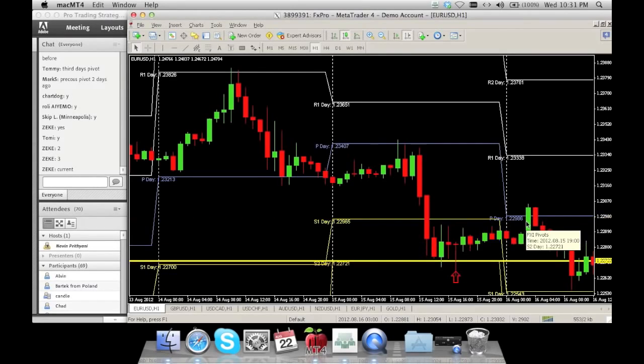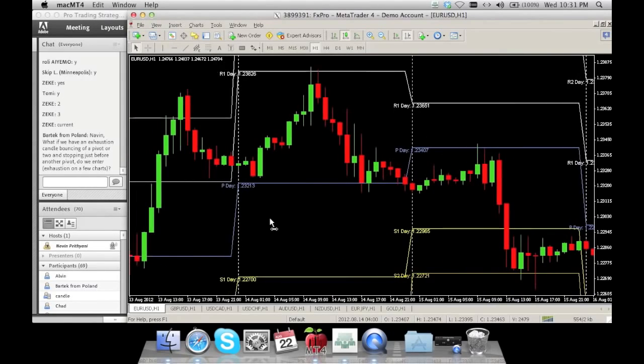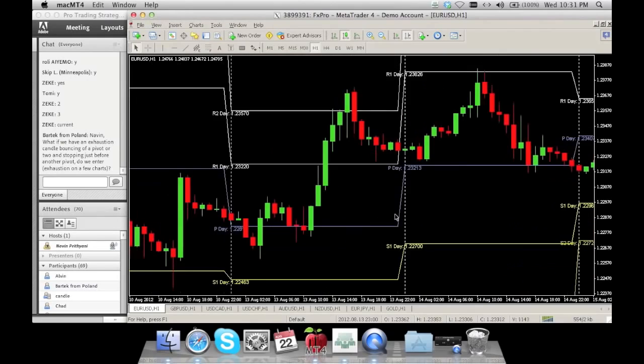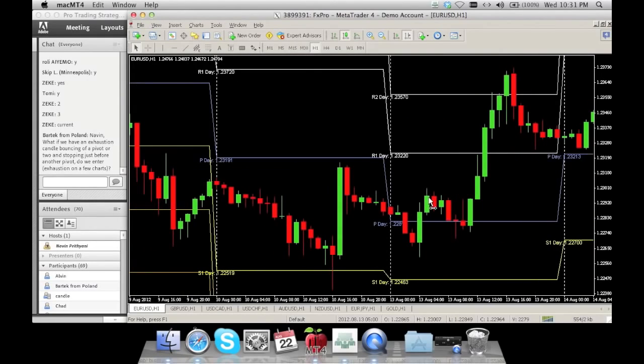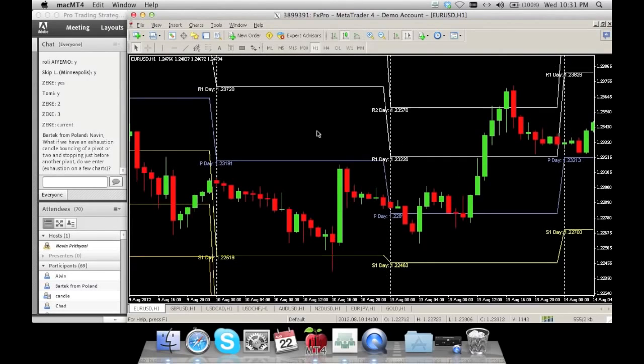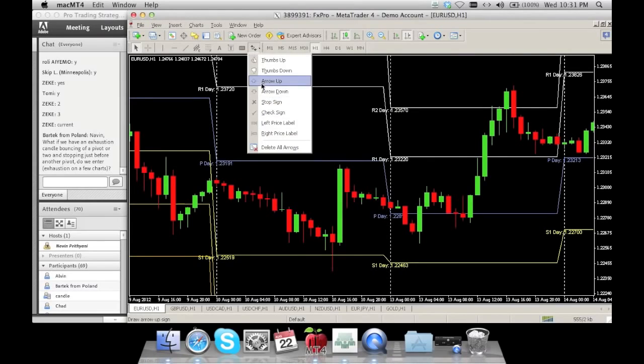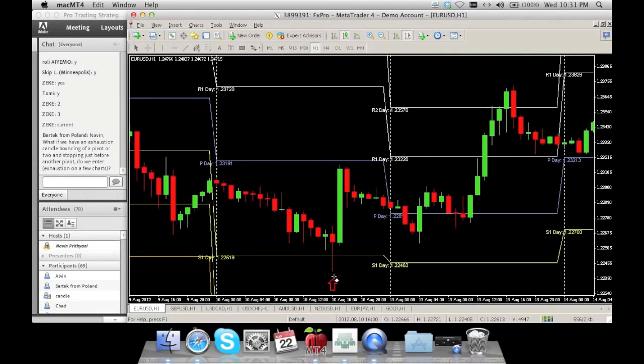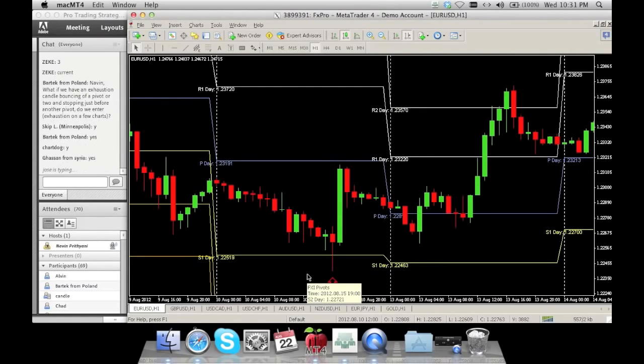Let me show you guys another example. Let's go back to the other exhaustions you guys agreed on. Exhaustion here, agreed? Bartek asks, what if an exhaustion candle is bouncing off of a pivot or two and stopping just before another pivot? Do we enter? No. In that scenario, you do not enter.